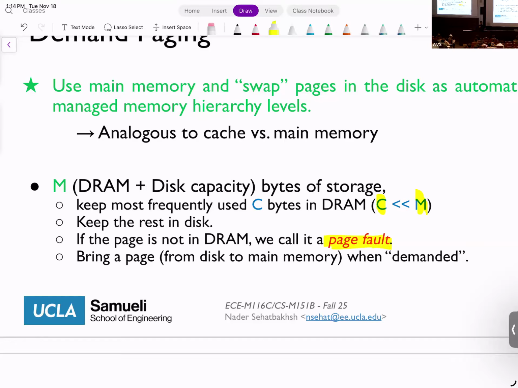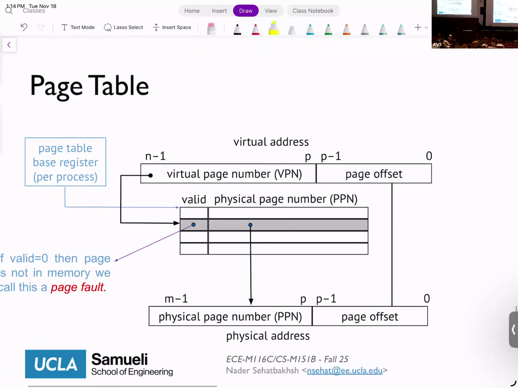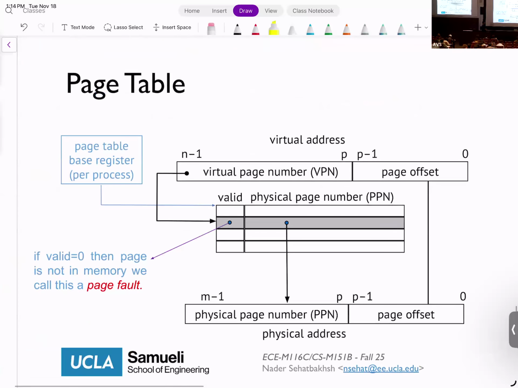Okay, so a TLB miss was when you don't have the translation, and we said that for a TLB miss we need to walk the page table. The additional concept is called page faults. A page fault is when the page that you want is not in the DRAM, but it's in the disk. So what you need to do is ask the operating system to go and grab it for you. Okay? And you bring it from the disk to the main memory when demanded.